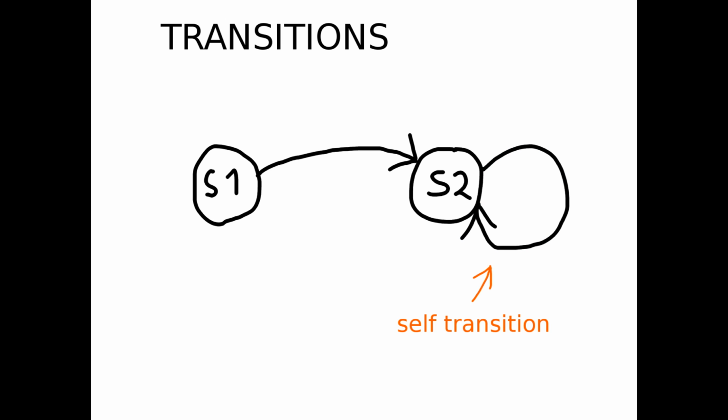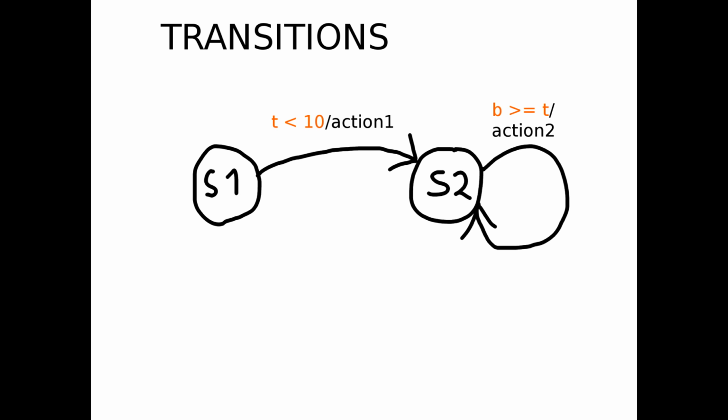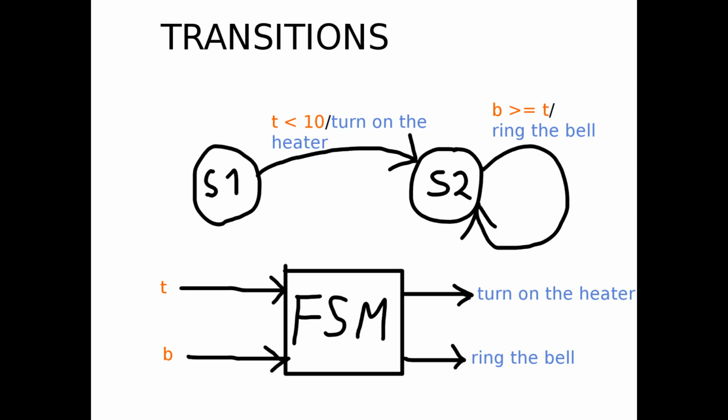A transition between states is labeled with a guard and action pair. A guard is a boolean valued expression that evaluates to true when the transition should be taken. An action is an assignment of values to output ports when a transition is taken.